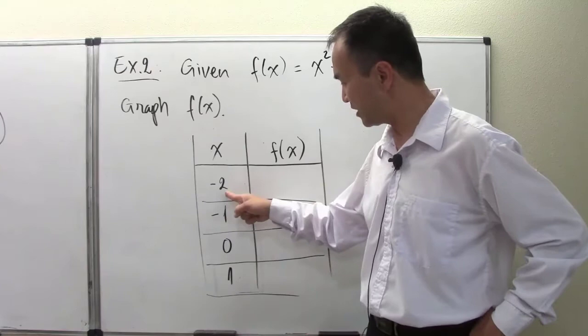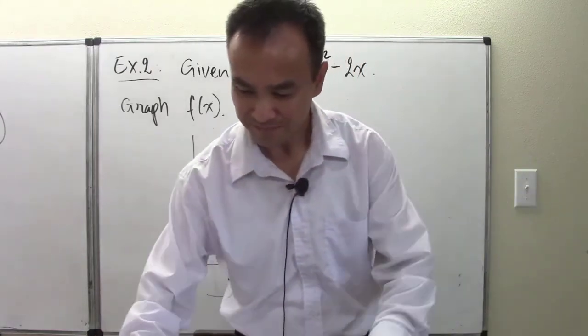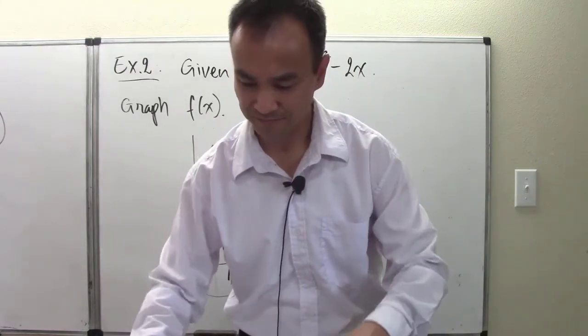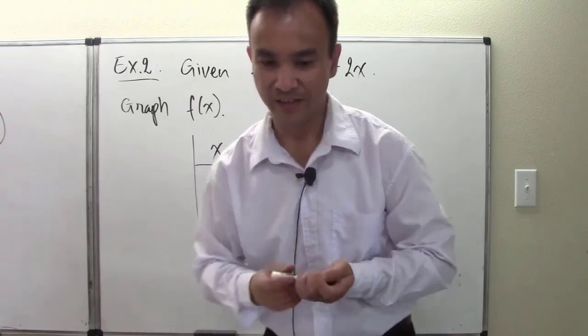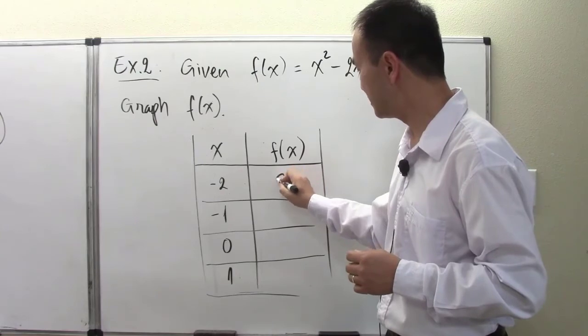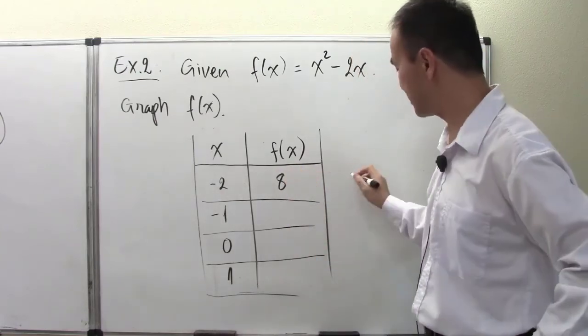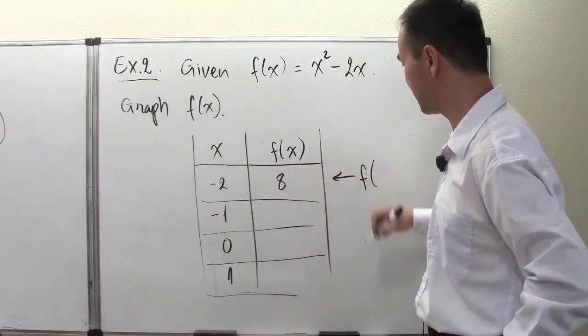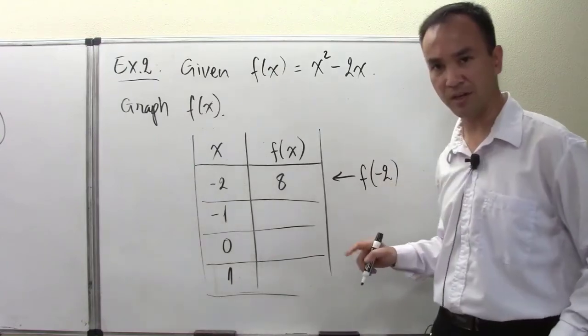So now when x equals -2, then our output here is +8. This is the same as f, substituting -2 in that. But how do we get this 8?